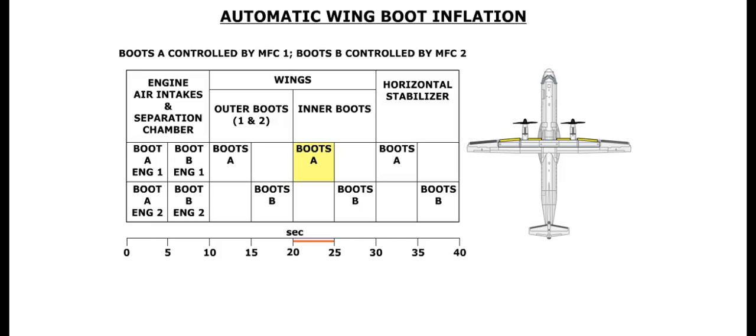At the end of 5 seconds, both boots A deflate. Next, MFC2 commands boots B in the center and inner portion of the wing to inflate, and remain inflated for 5 seconds. Both boots A and the inner portion of the wing are deflated. At the end of 5 seconds, both boots B deflate.